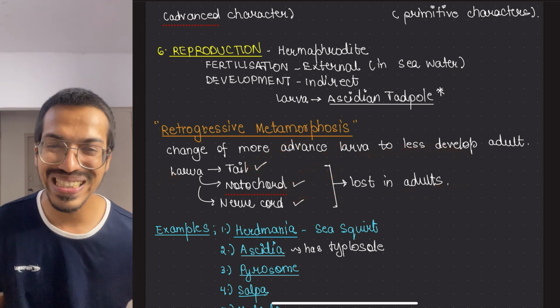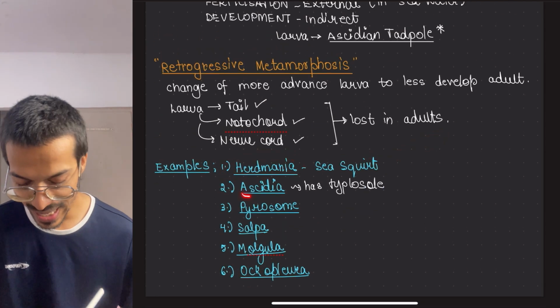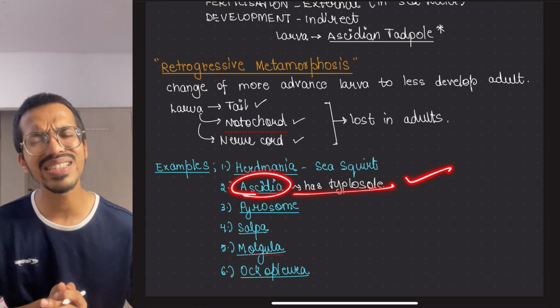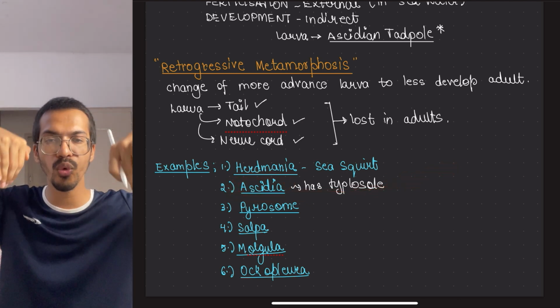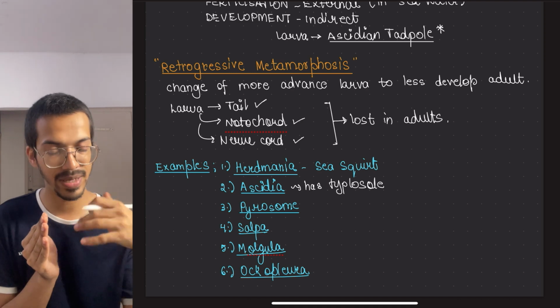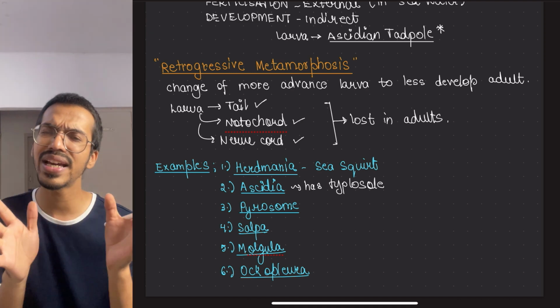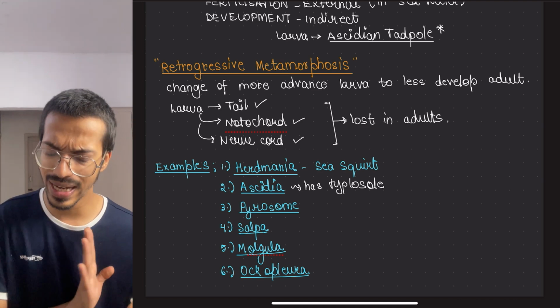Now let's remember the examples of it. First is Herdmania, which is called a sea squirt. Then we have Ascidia, which has a diplosole. What is a diplosole? It is an infolding of the intestine. It will slow down the movement of food, so it gets more time to digest and absorb. It also increases the absorption surface, so it is like microvilli. Remember it like that.